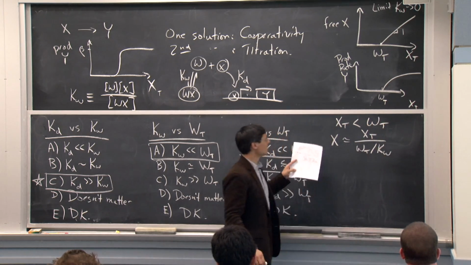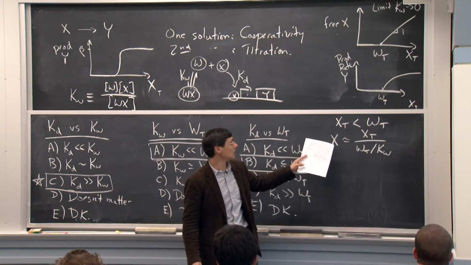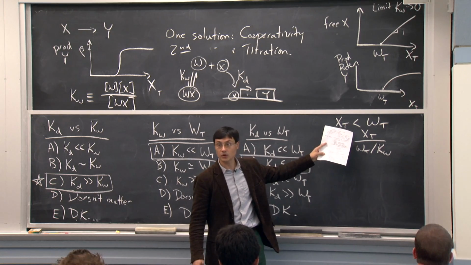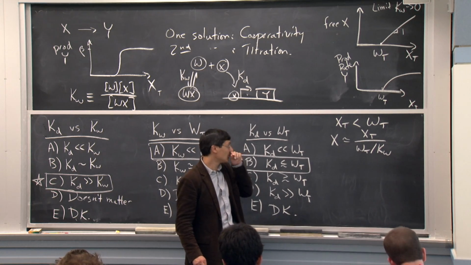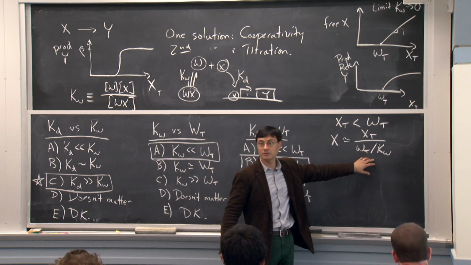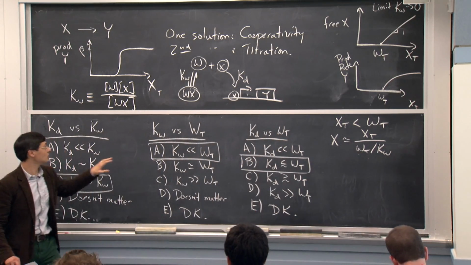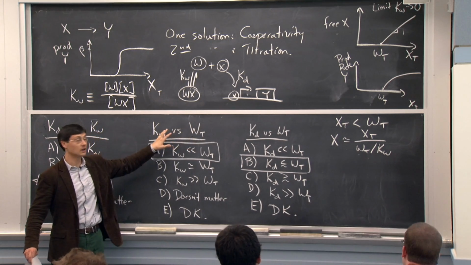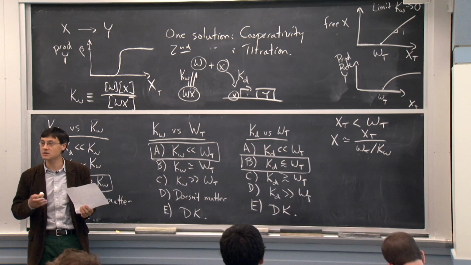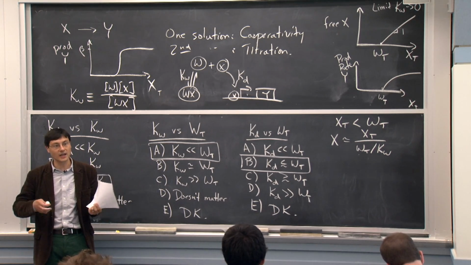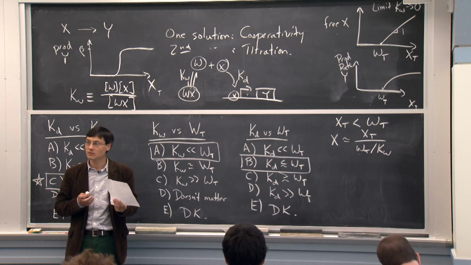Okay. But the idea is that when you're in this sequestering regime, the concentration of X is going to increase linearly with total X, but it's going to be suppressed by this amount here, where this ratio, WT over KW, is much larger than 1. This tells you how good of a sequester W is, because you want to bind tightly and have enough W to keep the free concentration of X from growing.